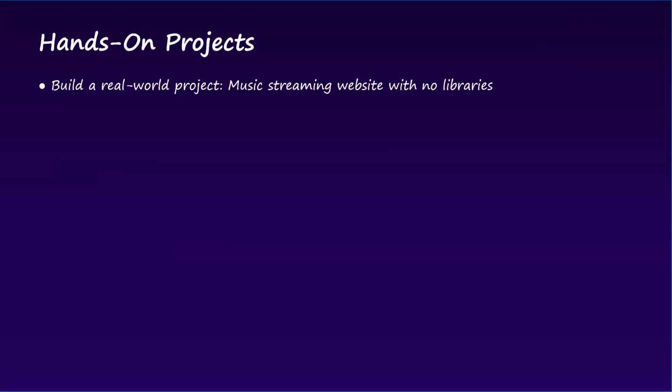What I mean by no libraries is that we are going to be building it with raw JavaScript, HTML, and CSS. We are not going to be using libraries like React or Vue. No, we are not going to be using that, or even Angular. We'll be using pure JavaScript, HTML, and CSS to build a music streaming website. That's what we are going to be building. And after building this website, this is something you will be so proud of to add to your portfolio.